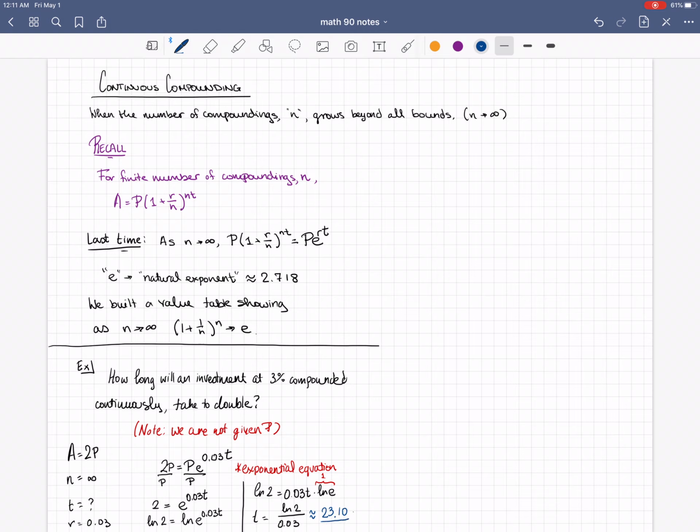Since these are questions about money, you'll notice that a lot of the time we round to 2 decimal places, but it doesn't matter here really because it's a question about years. So what we're seeing here is that an investment invested at 3% compounded continuously would have taken 23 years to double. Okay, let's look at one more example.